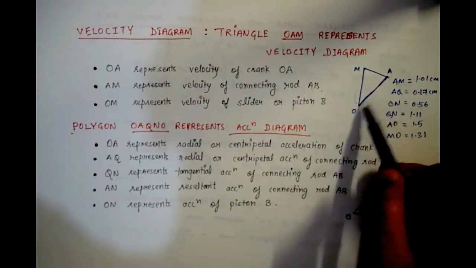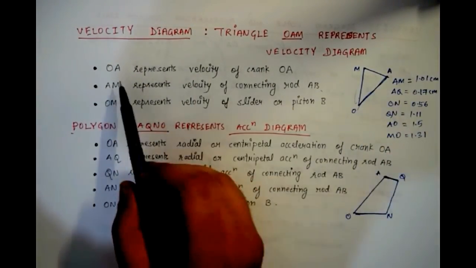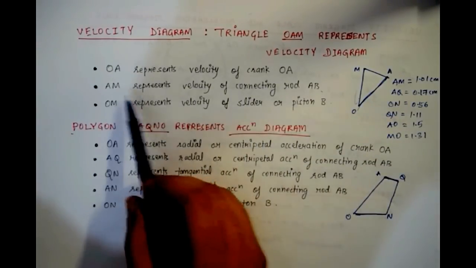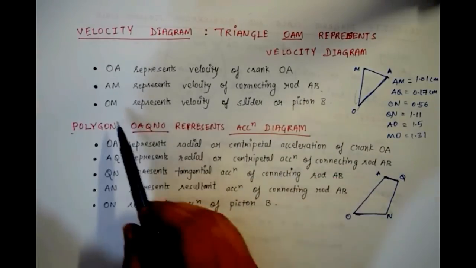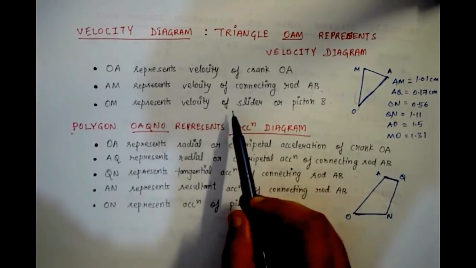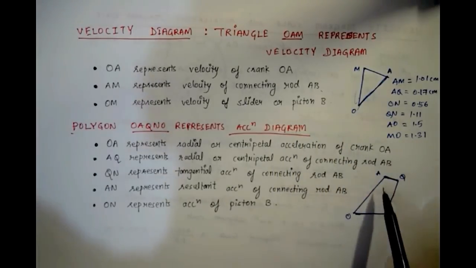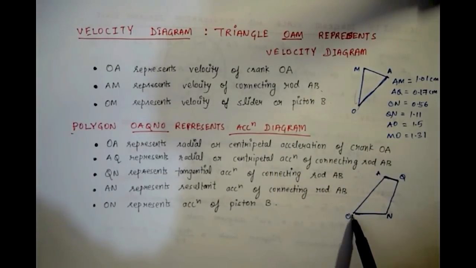Now this triangle represents the velocity diagram. In this triangle, OM represents the velocity of crank OA, AM represents the velocity of connecting rod AB, and OM represents the velocity of slider or piston P. Now this polygon AQNO from the diagram represents the acceleration diagram.